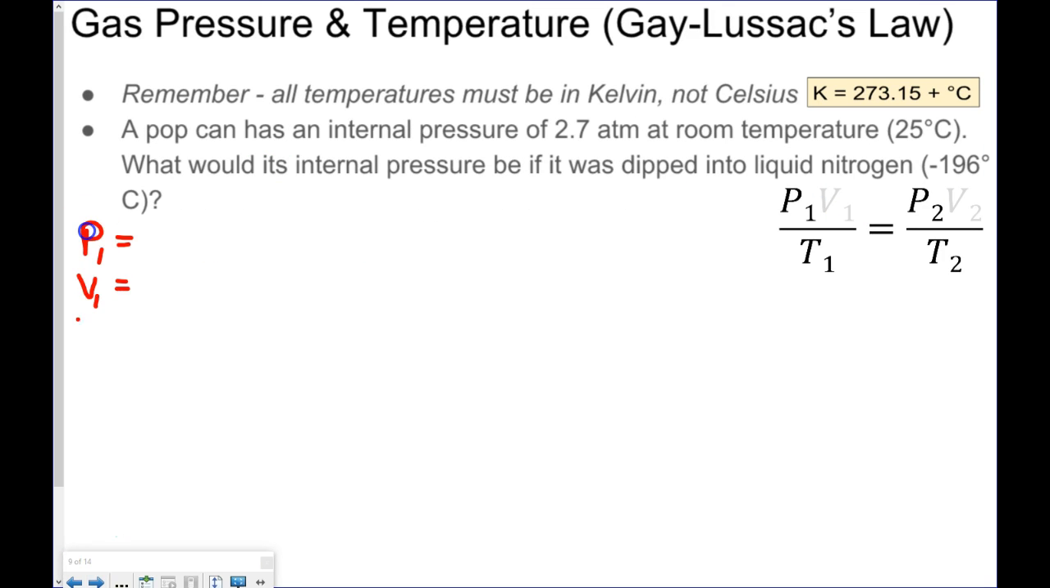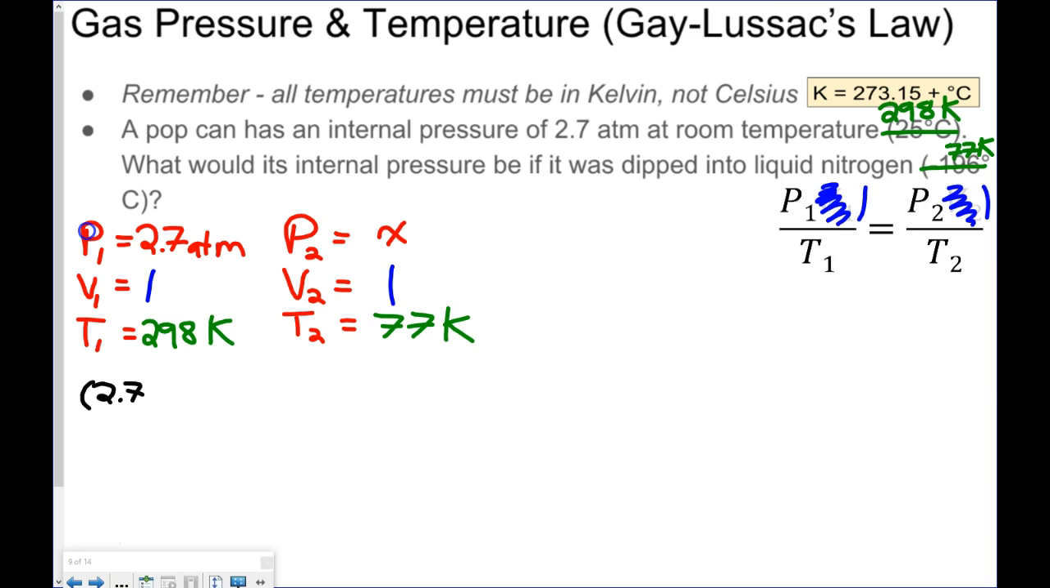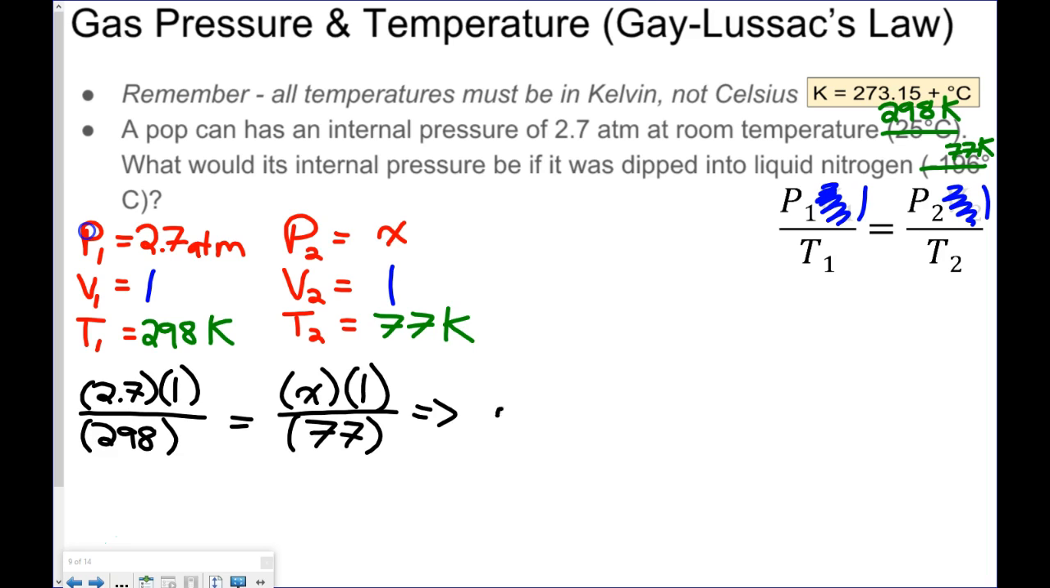Another one here, constant volume. Change the temperatures, 298 Kelvin, 77 Kelvin, very cold. Fill in my initial pressure, 2.7 atmospheres, my initial temperature, 298 Kelvin, dropping all the way down to 77 Kelvin. Volume is not going to change because it doesn't say anything about that. Cross multiply and divide, solving for x. X is going to work out to be 0.698, and I started with atmospheres, so this is also going to be atmospheres. It's going to drop quite a bit in this pop can here due to the drop in temperature.